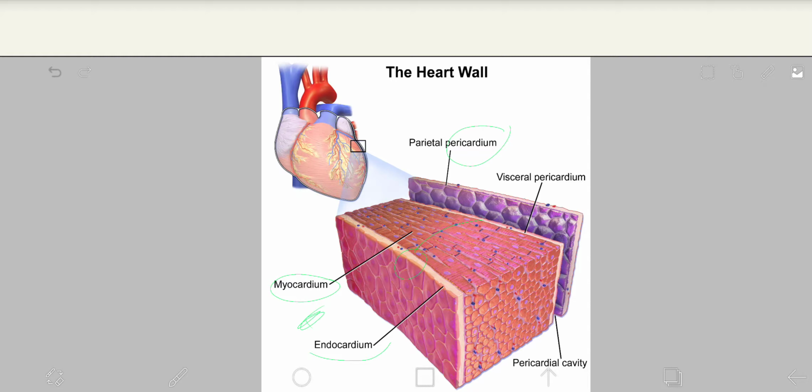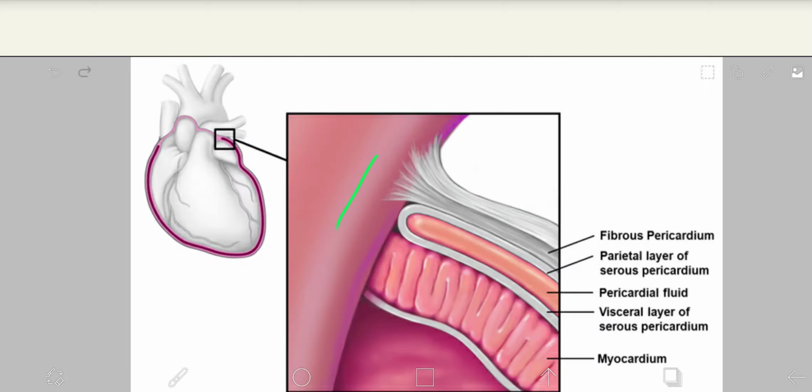So we have the innermost layer, so you gotta know that this is the inside of the heart, and this is the innermost layer. It's called the endocardium, and then we have the middle layer, which is the myocardium, and then we have the outer layer, which is the pericardium. So let's start with the pericardium.